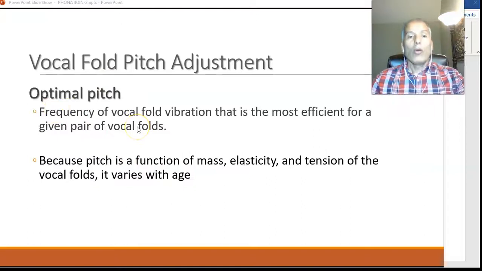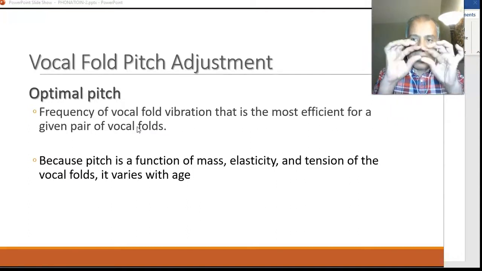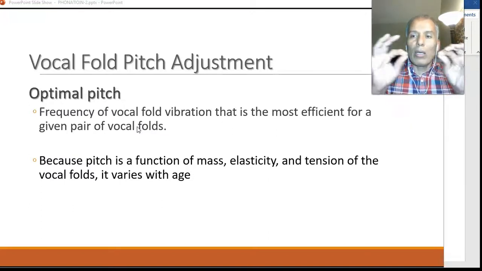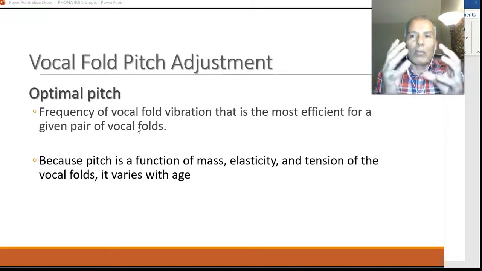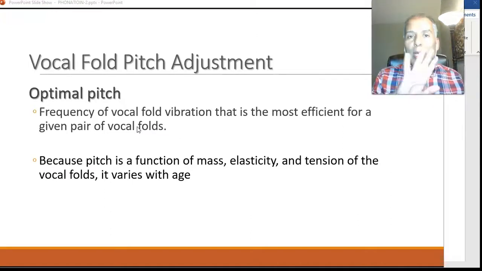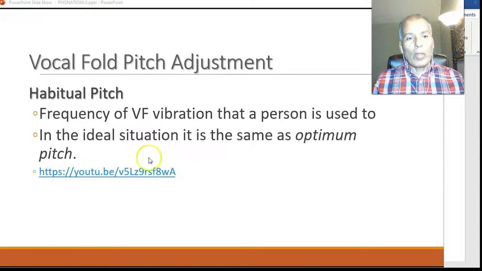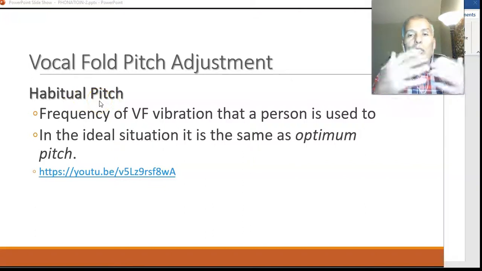Okay. Optimal pitch is the best pitch that the vocal folds can produce based on their characteristics, their level of thickness or mass, length, and the physical properties that they have. The best pitch that they can produce without fatigue or without pain. Then we have the habitual pitch. Habitual pitch is the pitch that the person is used to.